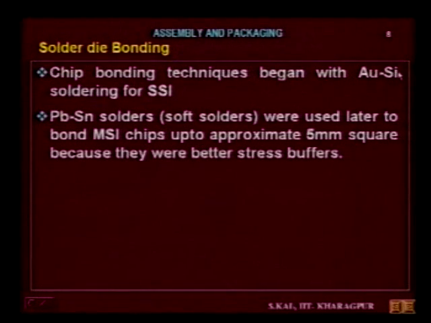Hard solder is gold silicon solder, which was used earlier in SSI circuits, but it shows certain problems for stress matching and stress elimination. So later on we shifted from gold silicon solder to the soft solder, which is a lead tin solder, and it was used for bonding MSI chips up to approximately 5 millimeter square.